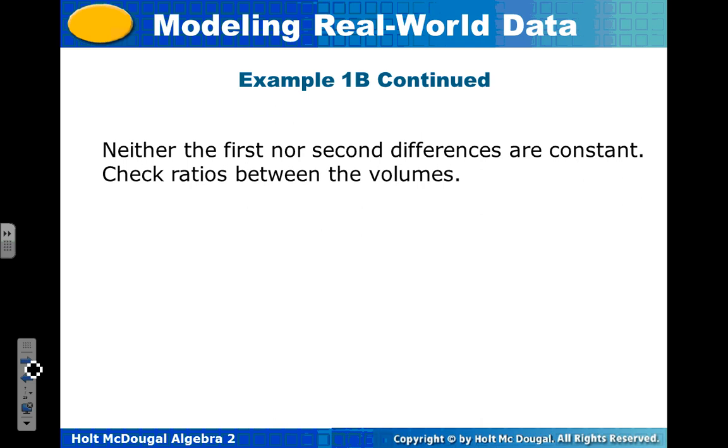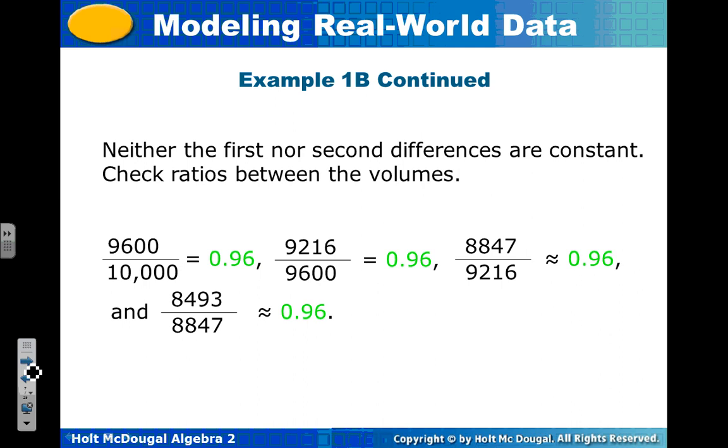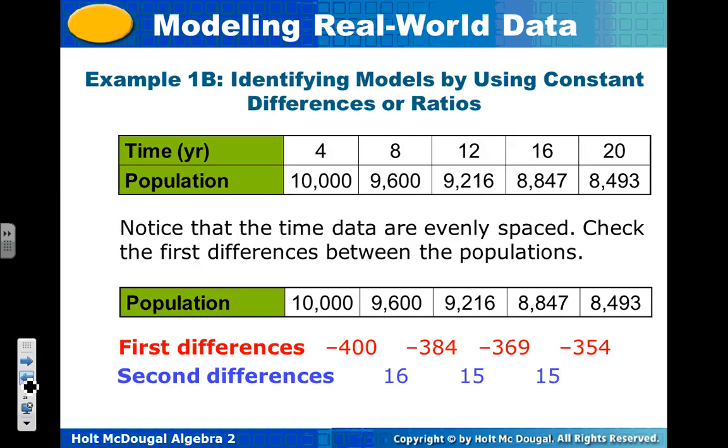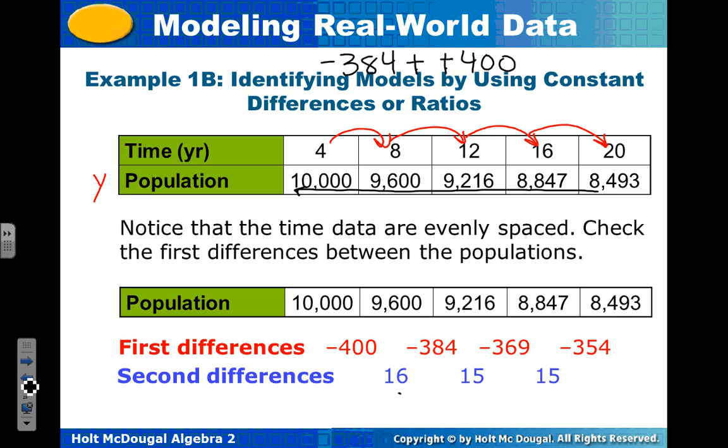Let's check the ratios here. So you would need to divide these numbers. Now, I know it's hard to see here, but if you go 9,600 divided by 10,000, you get 0.96. 9,216 divided by 9,600, 0.96. 8,847 divided by 9,216, 0.96. 8,493 divided by 8,847, 0.96. All of those give you roughly the same ratio. And these numbers all came from the y values, and you worked right to left, 8,493 divided by 8,847, etc.